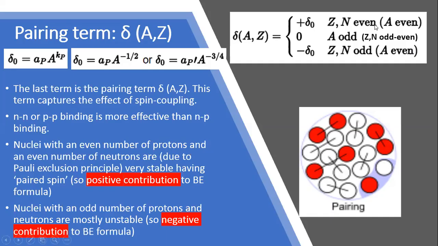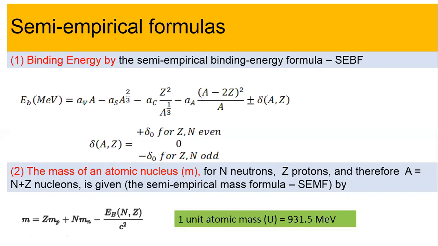So now we are moving towards the calculation, how we can use this semi-empirical formula to calculate the binding energy, and then we will use this binding energy in this formula, and these are the masses of protons and neutrons. You can calculate the mass of the atomic nucleus.